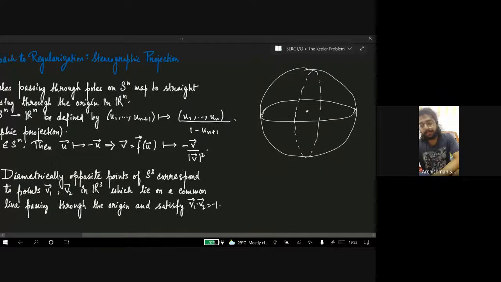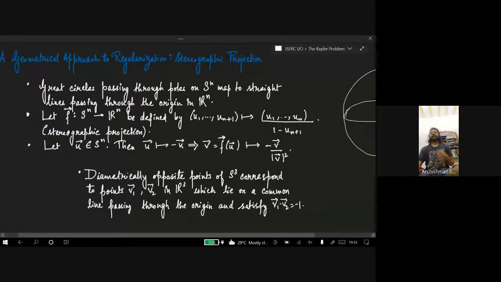So if I have a great circle passing through the pole, then actually, by what we discussed, these map to straight lines passing through the origin in Rn.